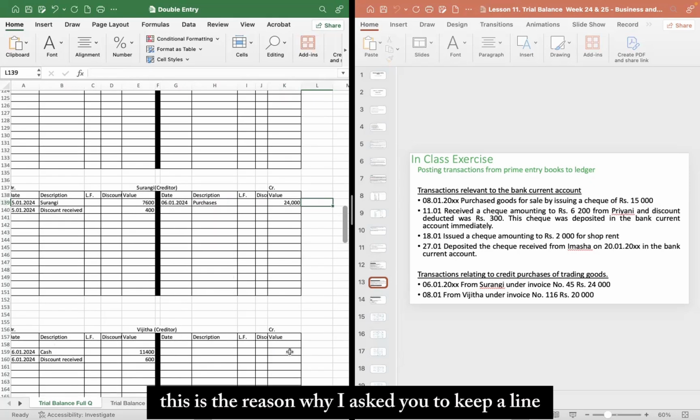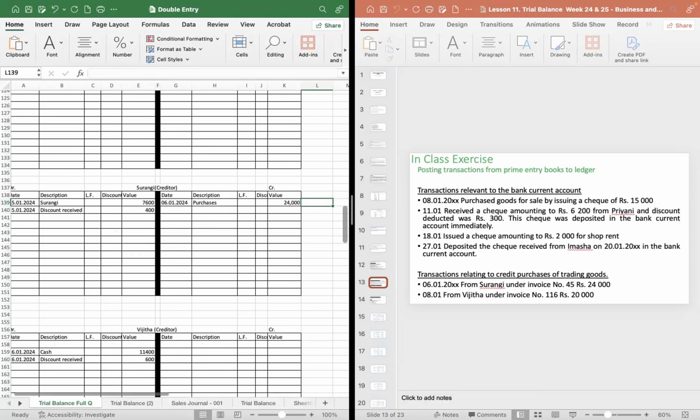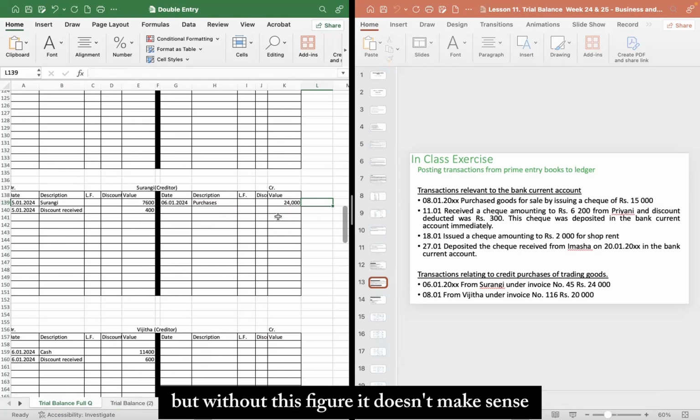Because she's my creditor, then let's go to finding Vijita. This is the reason why I asked you to keep a line, because earlier what we did was, but without this figure it doesn't make sense, but we have to follow the order of the question, no? So that's why I just kept a space.